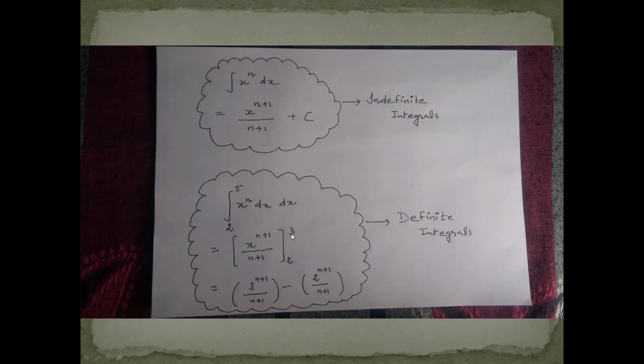First of all, we take the value x is equal to 3, then we put a minus sign, then we take the value x is equal to 2, then the result is obtained. This is without the constant of integration, and this process of finding the integration is called definite integral.